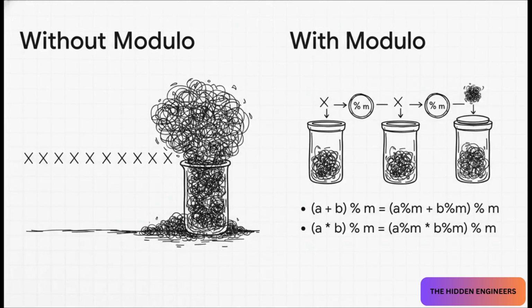Now, when you're working with huge powers, the results can get way too big to even fit in a variable. That's where modulo comes in to save the day. The modulo operator just gives you the remainder after division, and these properties on screen are your best friend. They let you apply the modulo at each step of a calculation. This keeps all your numbers in a small, manageable range and prevents those dreaded overflow errors.